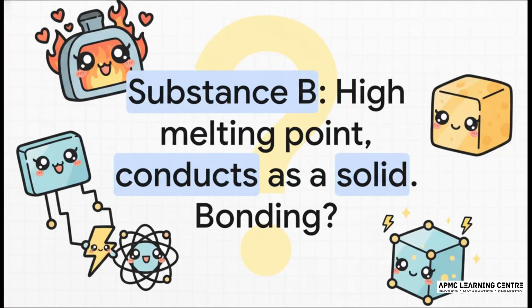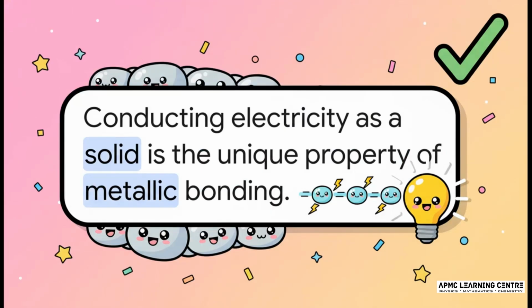Okay, next up, substance B. It has a high melting point and it conducts electricity even when it's a solid. That second clue is the key here. What's the only type of bonding that lets that happen? Perfect. That ability to conduct electricity as a solid is completely unique to metals, all thanks to that sea of mobile electrons we talked about. That's easy points on an exam, for sure.